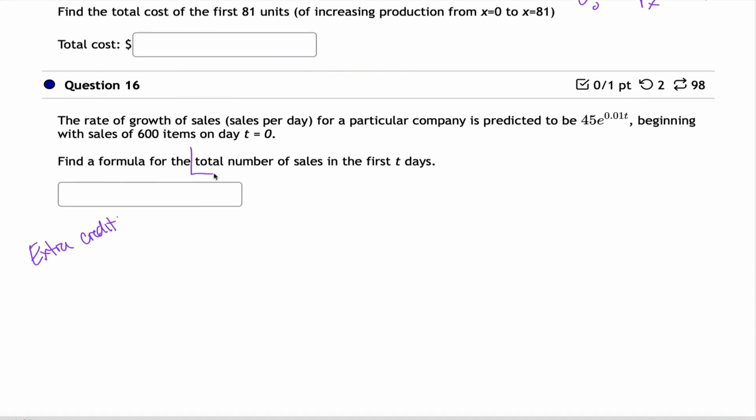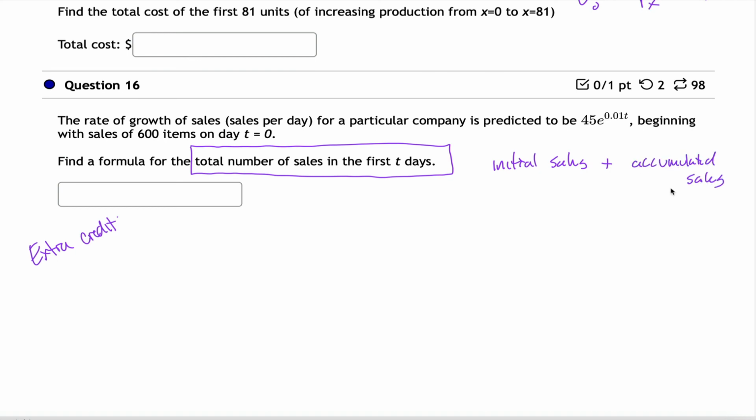The first one is the total number of sales in the first t days is going to be initial sales plus the total change in sales, accumulated sales maybe. So your answer will be something plus something else. The initial sales, which I believe they give you in the problem, and the accumulated sales. To get the accumulated sales, you're going to evaluate a definite integral. If we want the accumulated sales up to the 50th day, we'd go from 0 to 50. But we don't want it up to the 50th day. We want it on the first t days. So we're going to go from 0 to t. I know that seems weird, but don't worry, it's not going to be messed up.